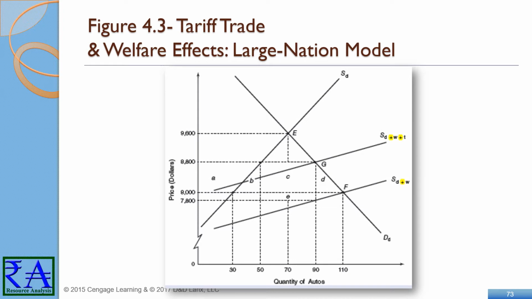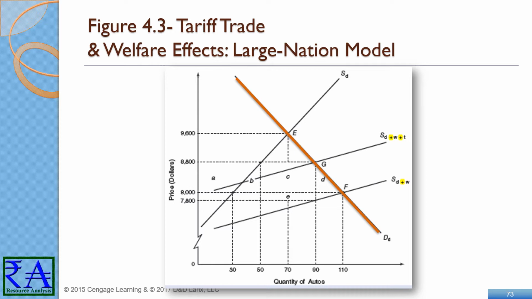We will now look deeper into the effects of a large nation tariff on automobiles. We start with the autarky equilibrium price at E, where 70 automobiles are demanded at $9,600 each. Because the U.S. is a large market for this commodity, free trade is expected to be seen as an inelastic supply curve. Supply is not a horizontal line. We expect the free trade supply curve to be upward sloping, but slightly more horizontal than a domestic supply curve.